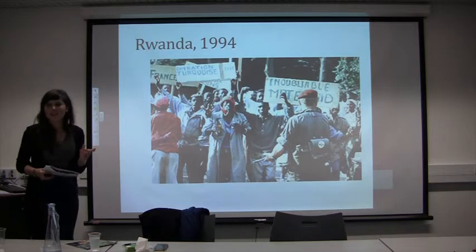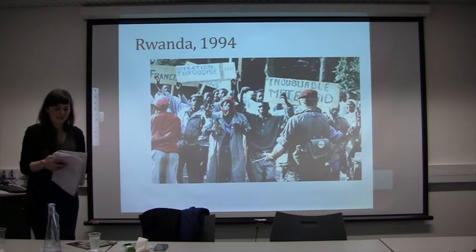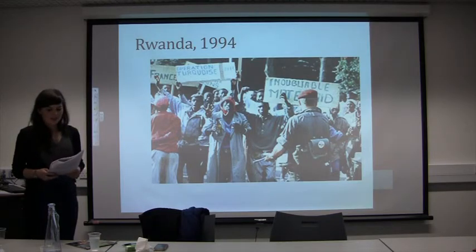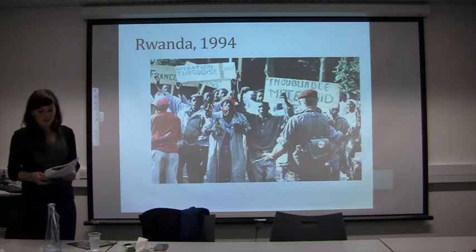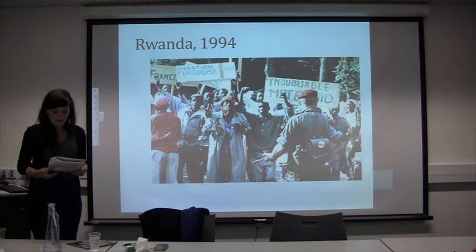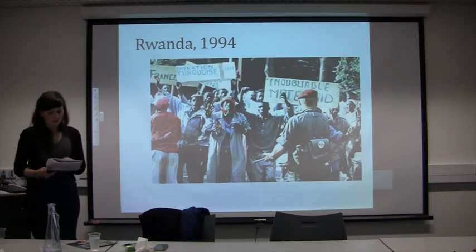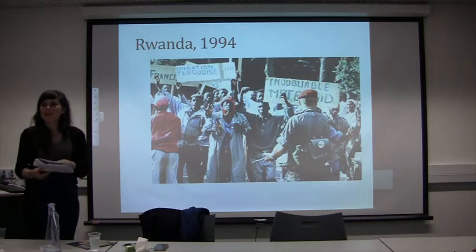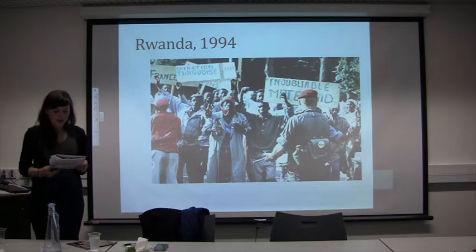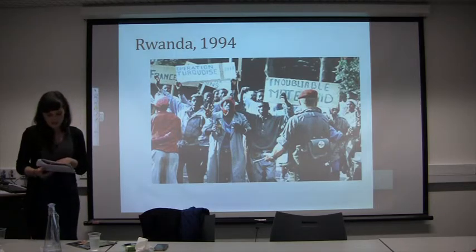So Rwanda in 1994 is, I think, my penultimate example. In 1994, the Security Council authorized a French proposal for the deployment of a temporary multinational force in Rwanda, and this was called Operation Turquoise. The mandate of this operation was to contribute to the security and protection of displaced persons, refugees, and civilians at risk, including through the establishment and maintenance of humanitarian areas.